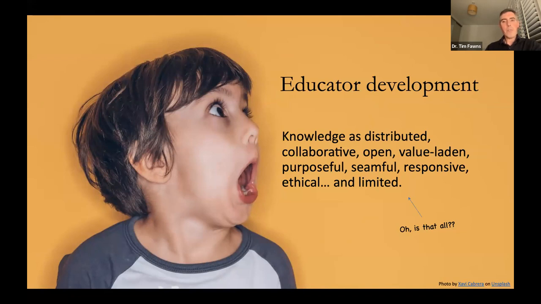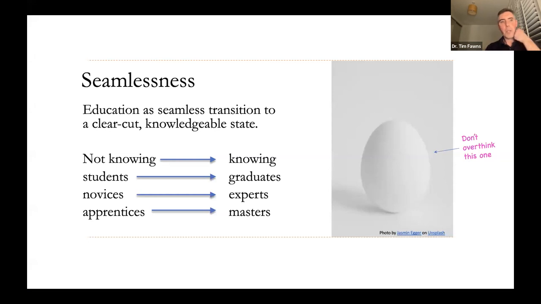I've got the word seamful in there, and that might not be obvious to some people. So I'll just quickly explain what I mean. Seamlessness is the idea that seamless education allows people to transition from a novice to an expert, or from a state of not knowing to a state of knowing. And it's quite clear cut. You come in one end and you go out the other, and you're an expert or a master or a graduate.